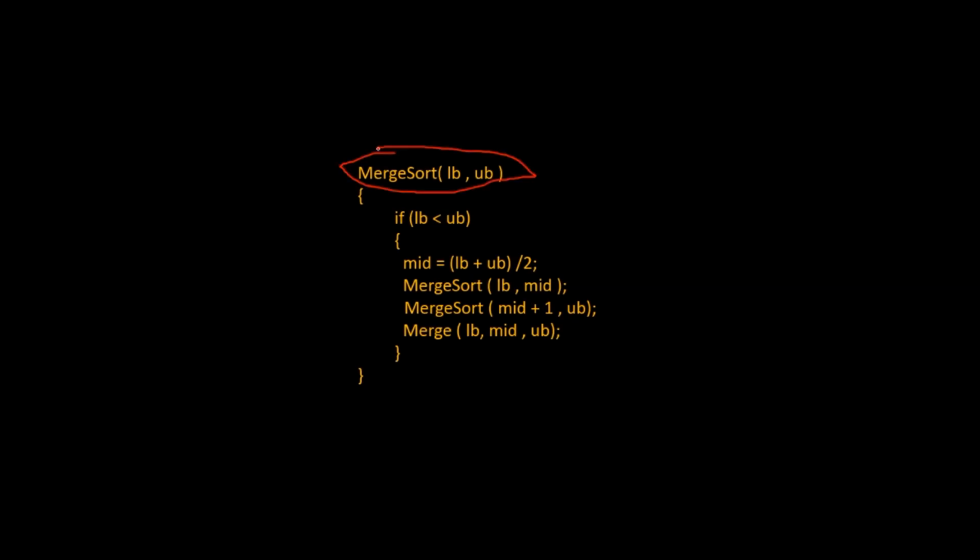In order to write a C program for this merge sort, we have to use recursion. What is recursion? Recursion is nothing but a function calling itself, right? Okay, so here the function name is merge sort, and here this function calls itself two times, right? Why is it calling two times?